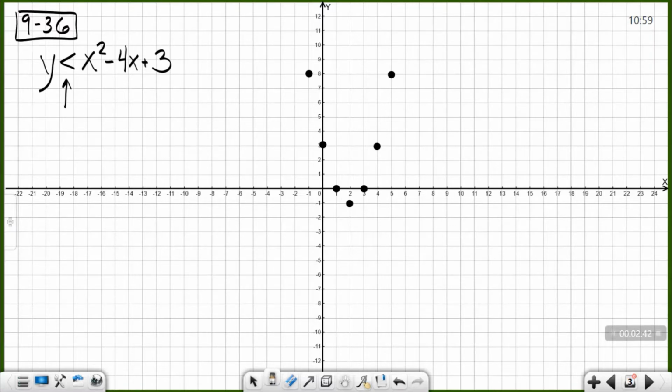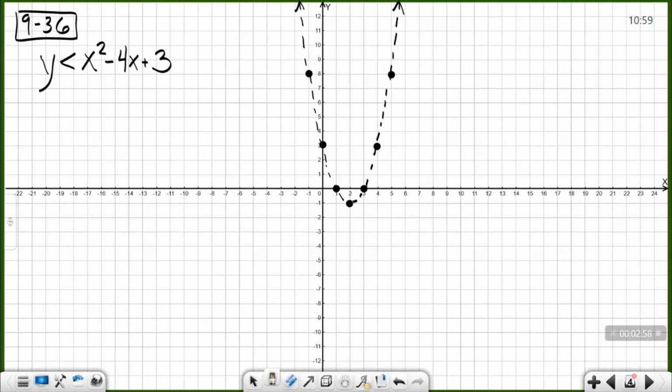And in this case here, I see that it's just less than, and that tells me that I'm going to do a dashed parabola, otherwise known as an open parabola for my reference curve here. All right, let's go ahead and do that. All right, and then we see it looks like this. We got a nice little sketch there.